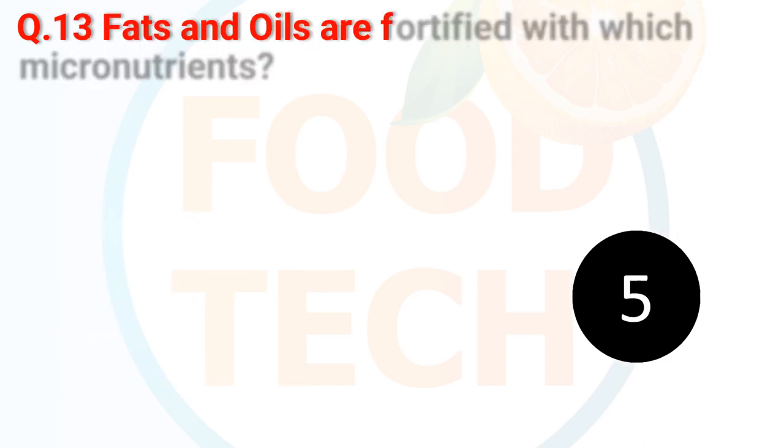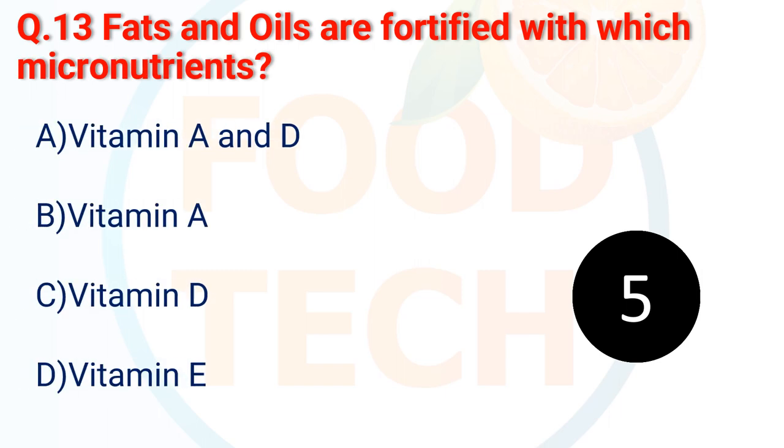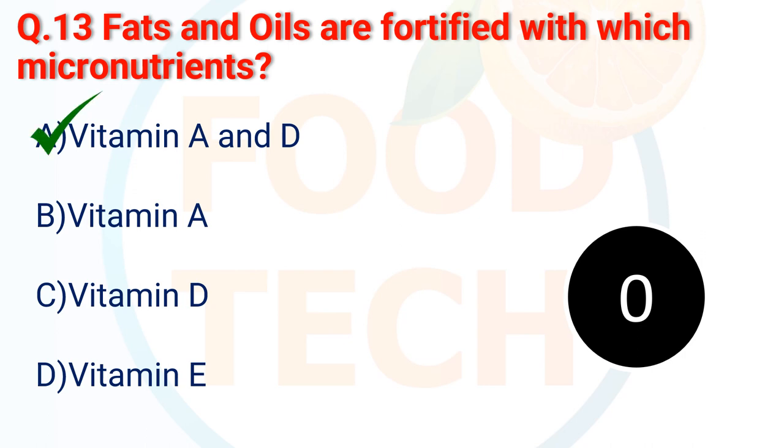Question 13. Fat and oil are fortified with which micronutrients? A. Vitamin A and D. B. Vitamin A. C. Vitamin D. D. Vitamin E. The answer is A. Vitamin A and Vitamin D.